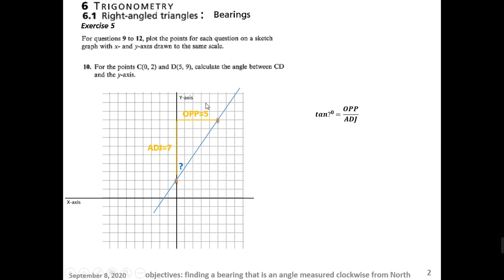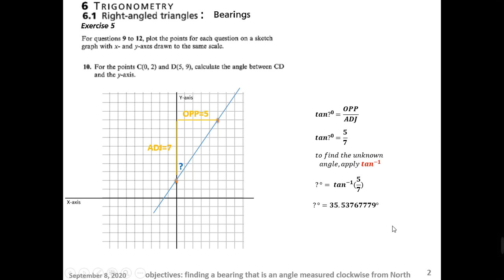Since the opposite and the adjacent are the known sides, then tan of the unknown angle is equal to opposite over adjacent. Let's substitute. Tan of the unknown angle is equal to 5 over 7. We want to find the unknown angle, so we're going to apply tan inverse on each side. So tan inverse of 5 over 7. This is ready to be inserted in the calculator.